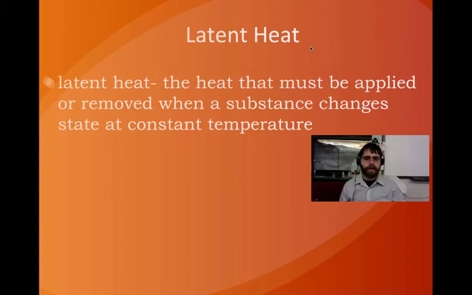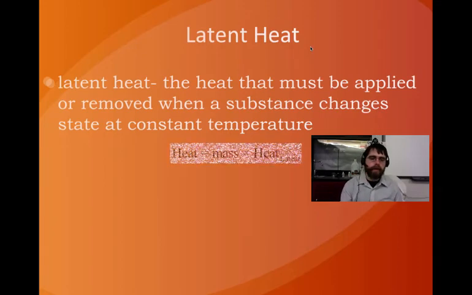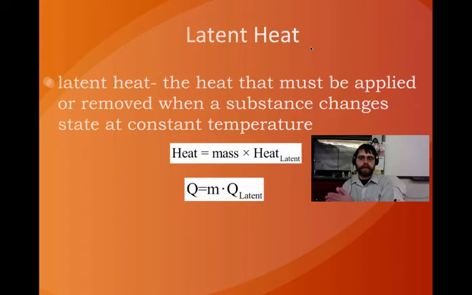Latent heat is a special type of heat. It's the amount of heat that must be applied or removed from a substance to change its state of matter. And what ends up happening is that when a substance is going through a change in state, the temperature actually plateaus. So if we have water ice and we start heating it up and heating it up, it'll go from negative numbers up to 0 degrees Celsius, and then at that point we could keep putting in heat energy, but the temperature stops going up.